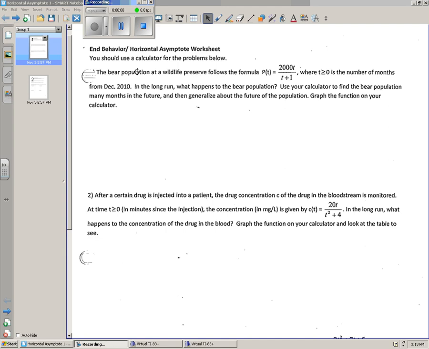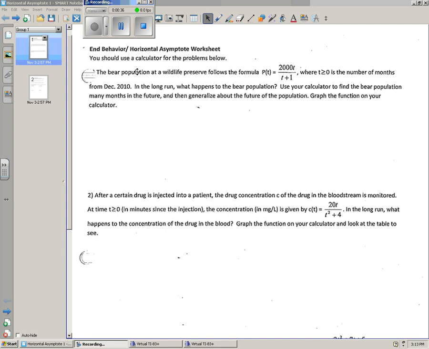The bear population at a wildlife preserve follows the formula P of t equals 2000t over t plus 1, where t is greater than or equal to 0 is the number of months from December 2010. In the long run, what happens to the bear population? Use your calculator to find the bear population many months in the future, and then generalize about the future of the population. Graph the function on your calculator.